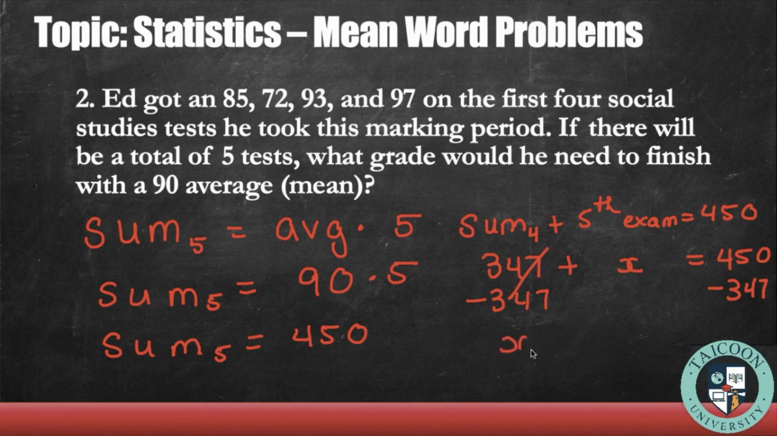Now I can see that Ed is going to need 103 on his 5th exam in order to get the average of a 90 on his final report card grade. That means he's definitely going to need some extra credit. So he's going to have to put in some extra work to make this possible. But guess what? As long as he's focused and diligent and committed, he can definitely do it.